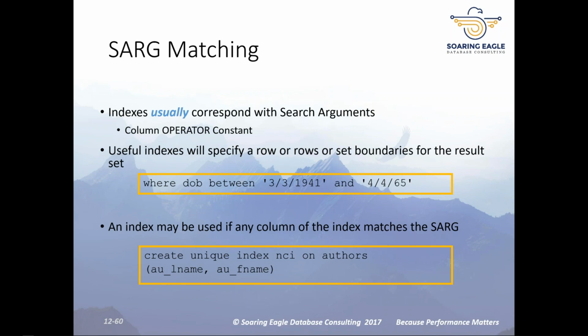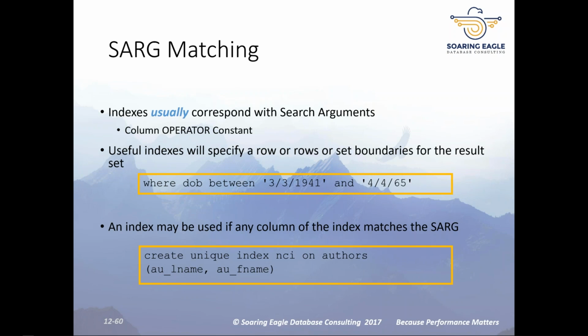I find about 60% of people are aware that if the date is less than 50, we assume it's 2000 and something. If it's greater than 50, we assume it's 1900 and something. So 3/3/41 would be assumed to be 2041, whereas 4/4/65 is assumed to be 1965.